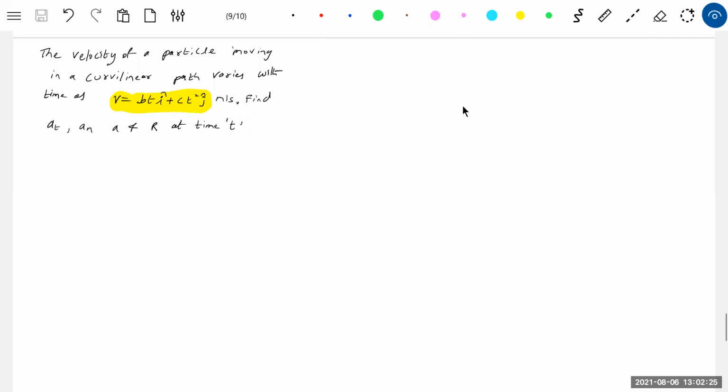The velocity of a particle moving in a curvilinear path varies with time as v equals bt i cap plus ct square j cap meter per second. Find the tangential, normal, and total acceleration and the radius of curvature at time t. What is r? R means radius of curvature.